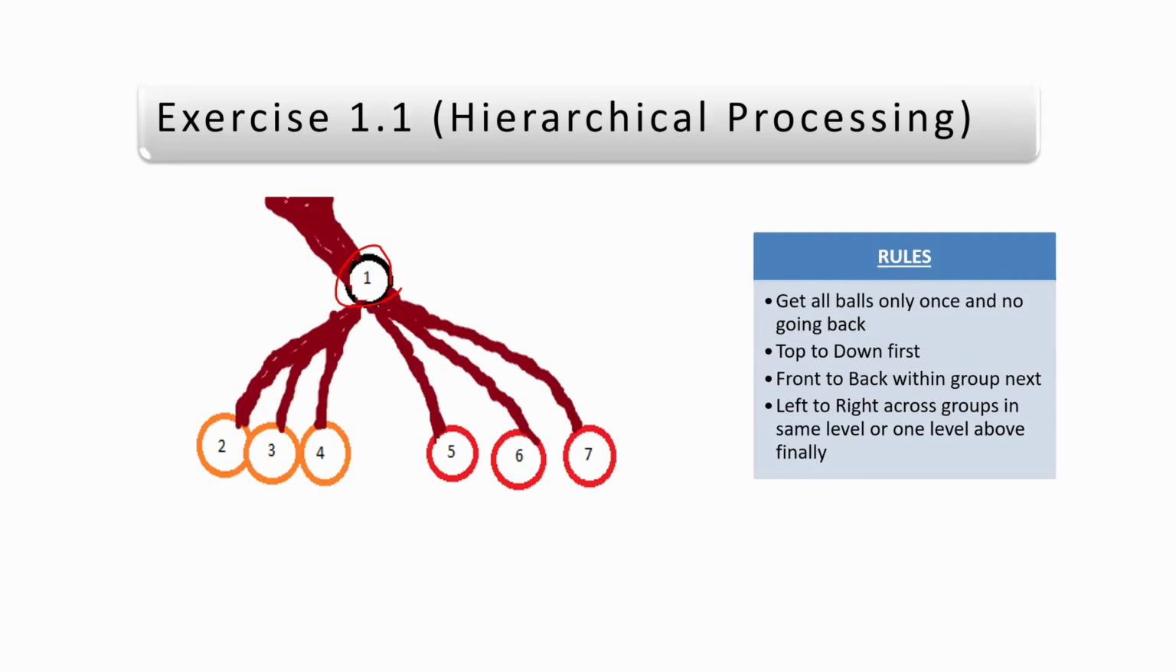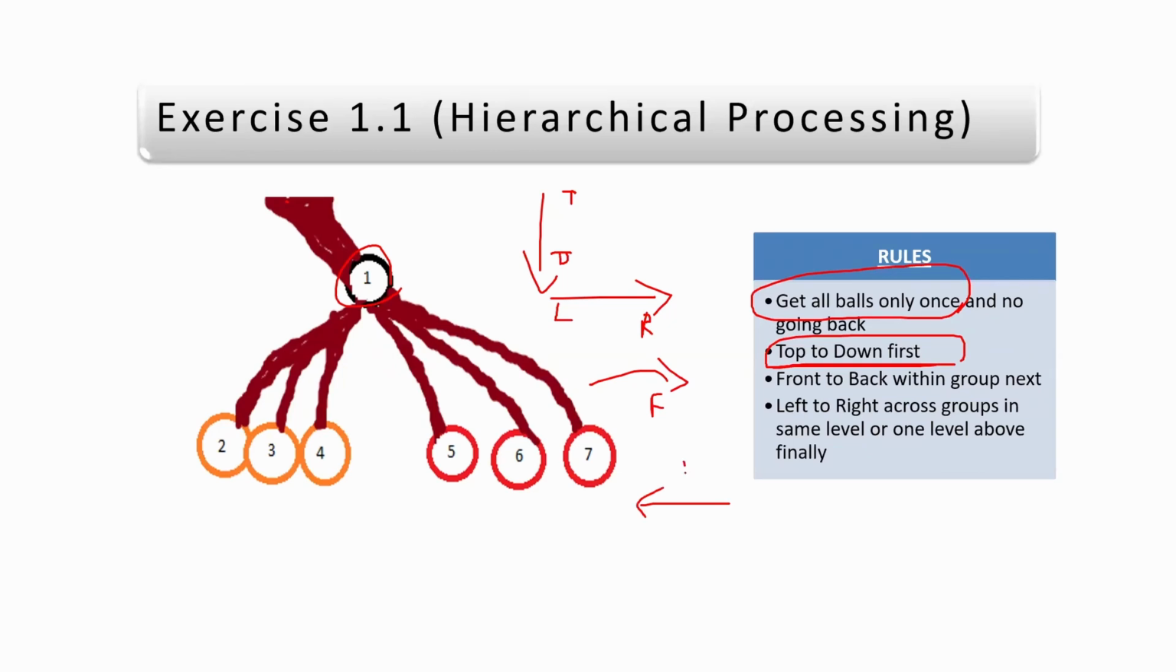I'll ask some questions. Assume that we have a tree, say mangoes, or assume balls are hanging, and every ball has a number. Suppose we have a rule: we have to get all the balls once, following the rule top to down and left to right. You have to pick all the balls only once, and you should go only in the forward direction. No reverse direction is allowed.